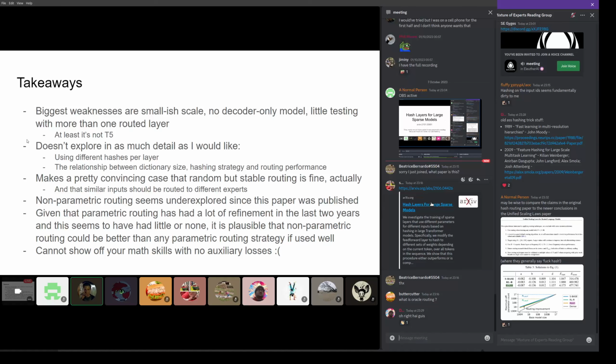So my wishes would be more scale, more than one layer, decoder only, more different hashes, and more figuring out what on earth is going on with tokenization with this, because the tokenization interacts with it very oddly. If you just assumed hash layers work and you do whatever seems like it works and your tokenization is a little bit different, it's possible it breaks the whole thing. So it's not something they explored in a lot of detail.